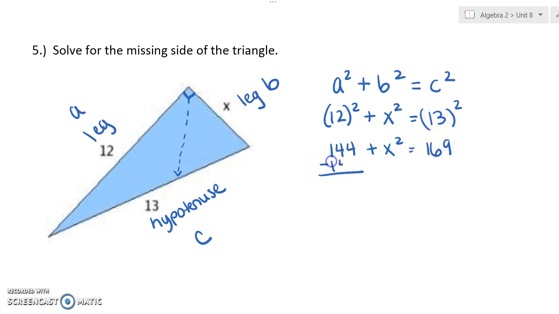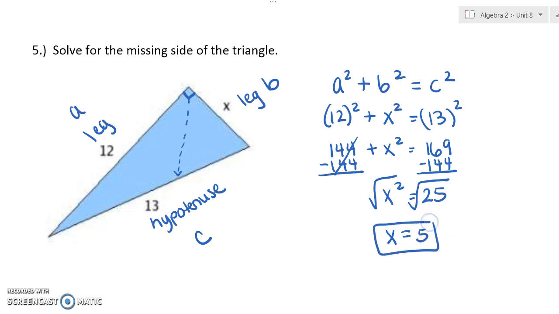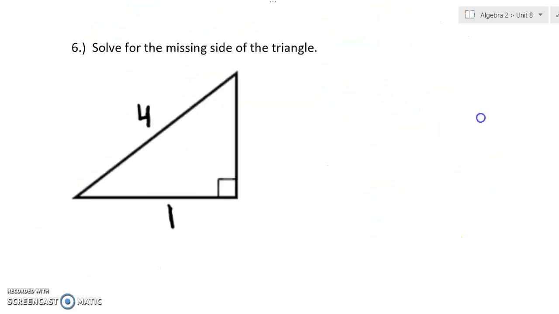When I subtract 144 to the other side, x squared equals, we get 25. And when I square root both sides, x equals 5. So our missing leg is 5. All right, let's look at another problem.